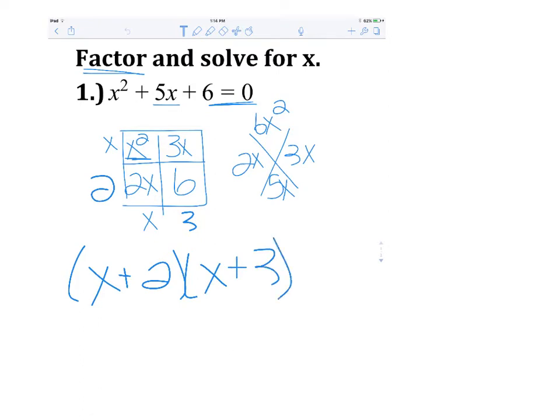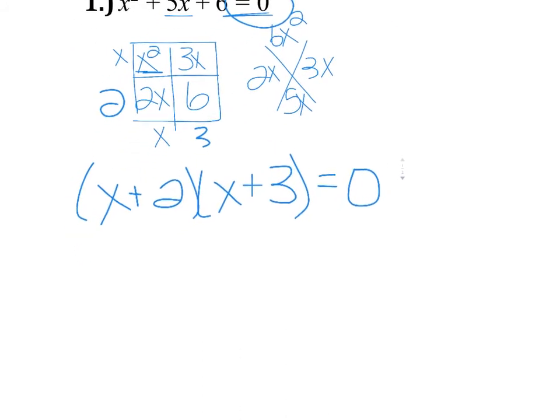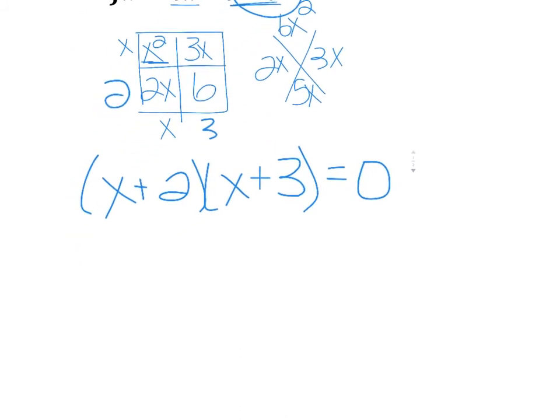And again, these could be reversed. You could have x plus 3 first. Equals 0. We don't want to forget about that equals 0. This is the additional step. Last week we talked about factoring. Now we're going to talk about solving. At this point, what you're going to do, and this is very basic, is take each parenthesis and set it equal to 0 and solve.